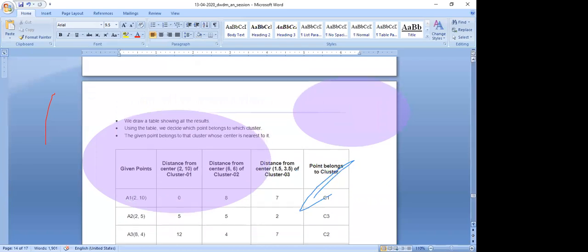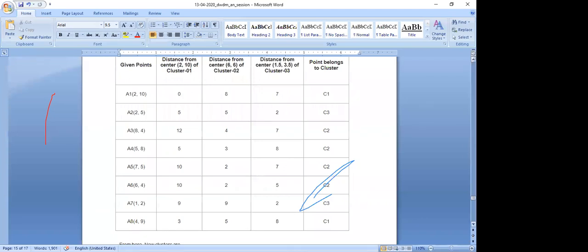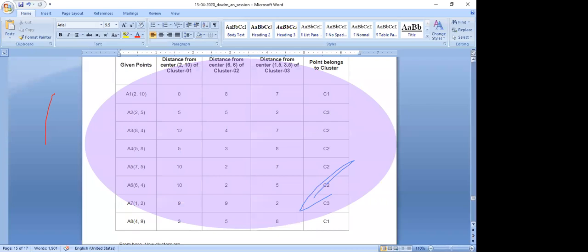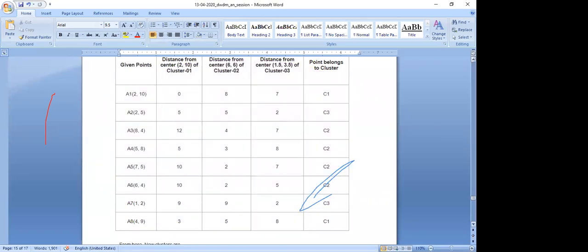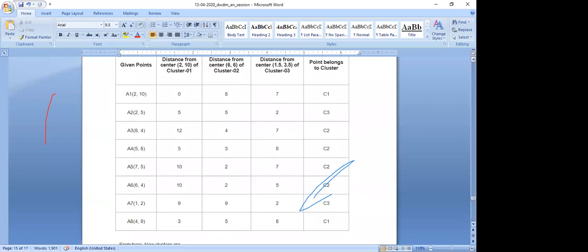After calculating, we got the different values here. For A1 (2, 10), the distance from 2, 10 is 0, then from 6, 6, and from 1.5, 3.5. After calculating all the values, same procedure: whichever distance is lowest, the point moves to that cluster. Here the distance is 0, so that point stays in cluster 1 itself. Next, for the A2 point, the distance is lowest at cluster 3, so it moves to cluster 3.